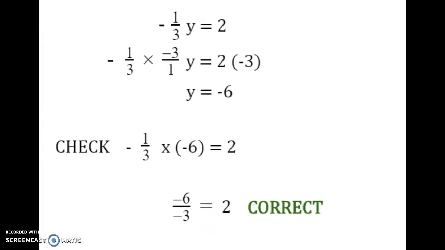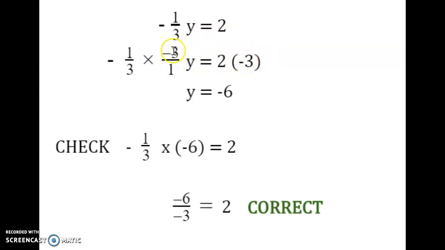Our last one is probably the trickiest because we have both a negative and a fraction in front of our variable at the same time. So let's take a look at what we have. We have negative 1/3 y equals 2. So we've copied the equation down, we've copied the 2 down, we've copied the y down, and we've got the negative 1/3 here. We find that in this case, we're going to multiply negative 3 over 1, or negative 3, times both sides of the equation.